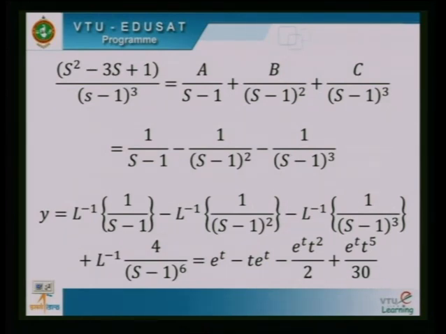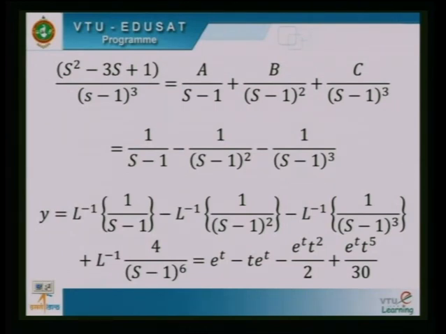Then you can solve to find A, B, C: A is equal to 1, B is equal to −1, C is equal to −1. Then y is equal to L inverse of 1 divided by (s − 1) minus L inverse of 1 by (s − 1)² minus L inverse of 1 by (s − 1)³, plus L inverse of 4 divided by (s − 1)⁶. Now L inverse of 1 by (s − 1) can be written, by the inverse formula, as eᵗ.